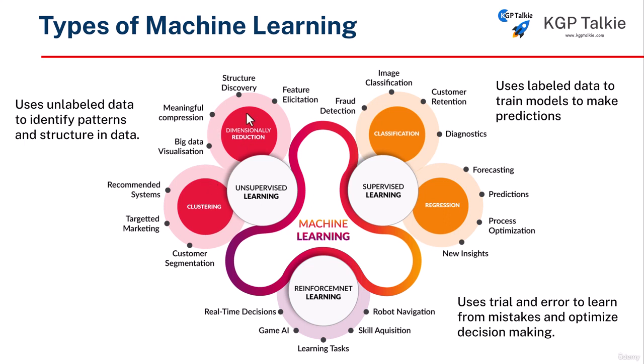Some of the tasks which you perform with unsupervised learning are clustering and dimensionality reduction. Thereafter, you have supervised learning, in which there are two major types of problems which you solve. One is the classification task. In an earlier lecture, I told you that if you want to classify the type of plant from an image, that comes as classification. But if you try to find the stock market price or house prices, or anything you want to predict as a continuous value, then that comes as regression, where you do forecasting, process optimization, and gain new insights.